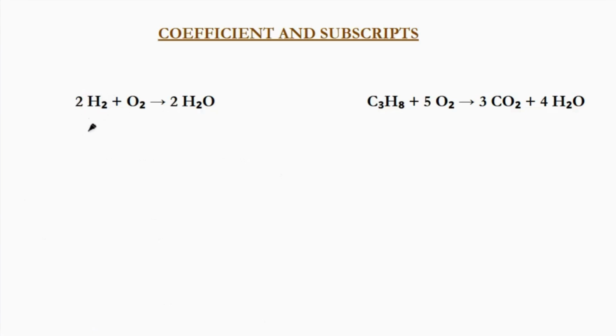How did we get 4? We get 4 by multiplying the coefficient by the subscript. So hydrogen is equal to 2 times 2, which is equal to 4. It is not 2 plus 2. This is the coefficient, and this is the subscript.